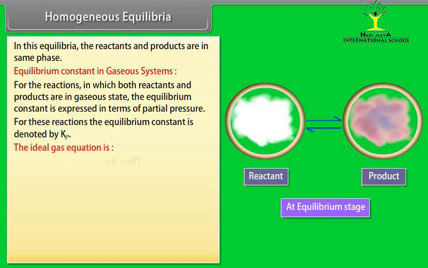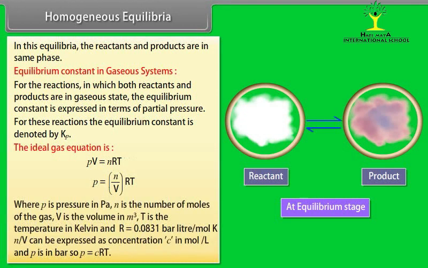The ideal gas equation is PV is equal to nRT. P is equal to n by V RT, where P is pressure in Pascal, n is the number of moles of the gas, V is the volume in m cube, T is the temperature in Kelvin, and R is equal to 0.0831 bar liter per mole Kelvin.